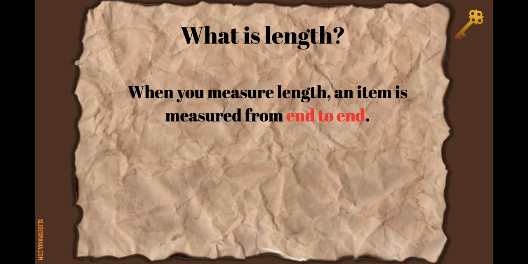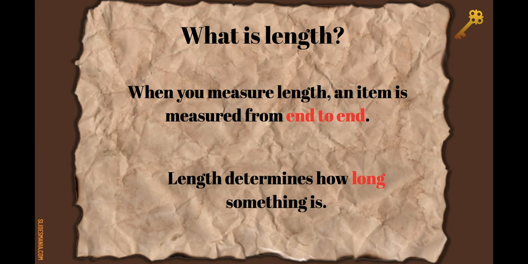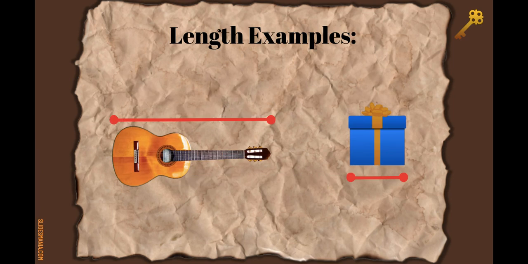So again, length is when you measure an item from end to end, the whole entire way, and it determines how long something is. So for example, from this red dot to this red dot would be how long this guitar is, and from this red dot to this red dot is how long the gift is.